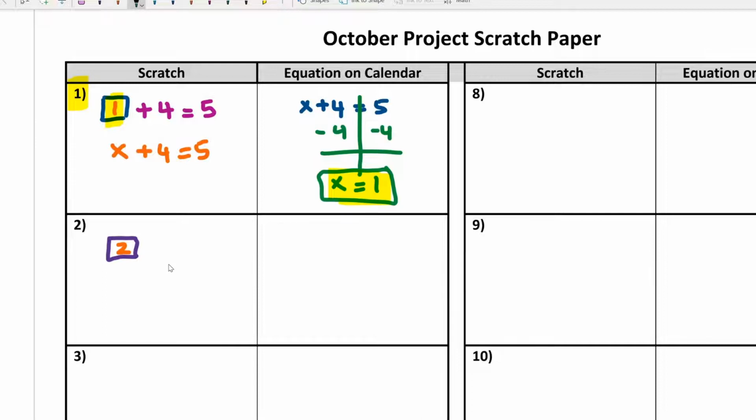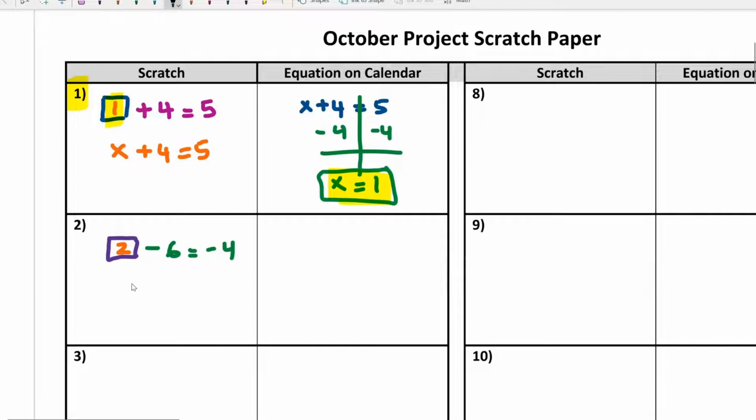Since I did addition last time, I'm going to do subtraction this time. 2 minus a number of my choice. I can choose any number. Let's say 2 minus 6. What is 2 minus 6? Which is negative 4, right? 2 minus 6 is negative 4.